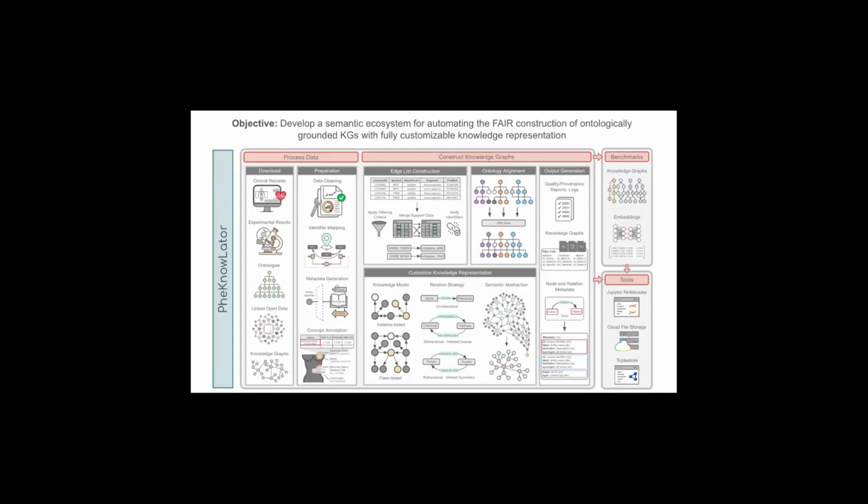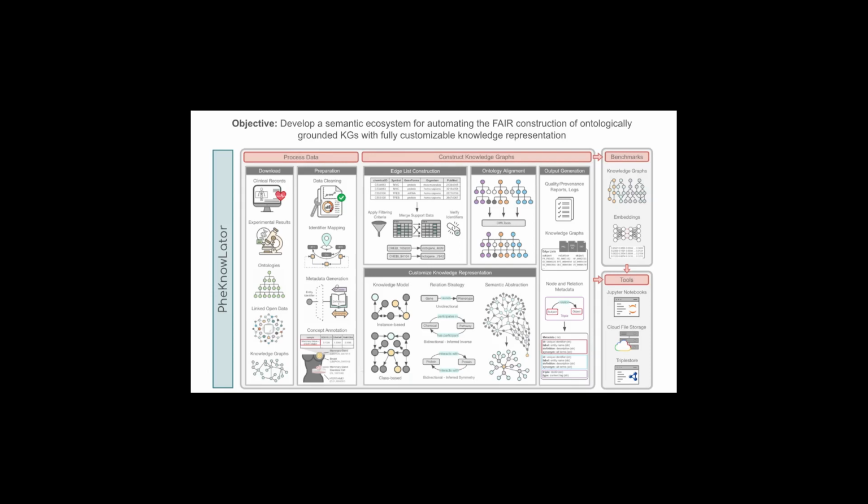So we developed Phenolator, which stands for Phenotype Knowledge Translator, which is a semantic ecosystem for automating the FAIR construction of ontologically grounded knowledge graphs with fully customizable knowledge representation. This figure provides a very high-level overview of the Phenolator ecosystem, which consists of three components shown by the gray boxes that you see on your screen.